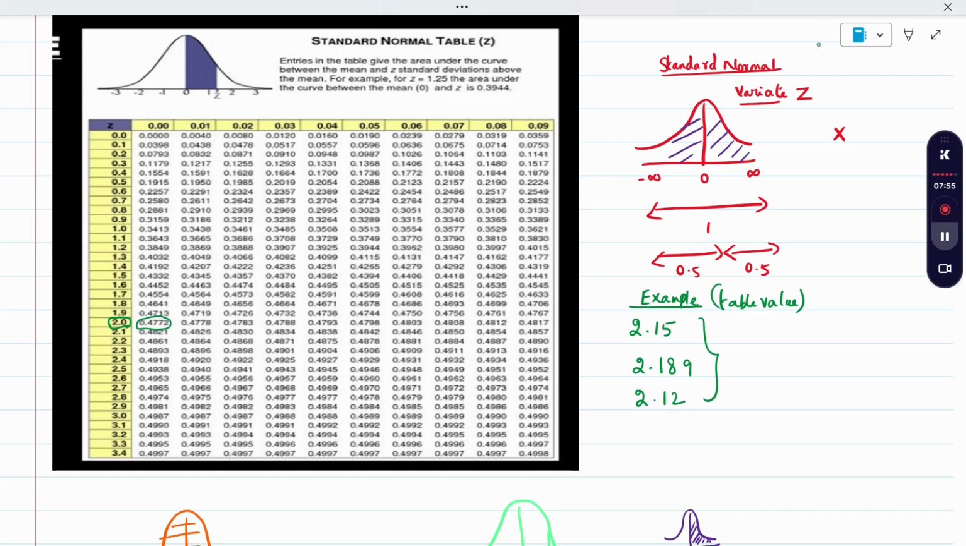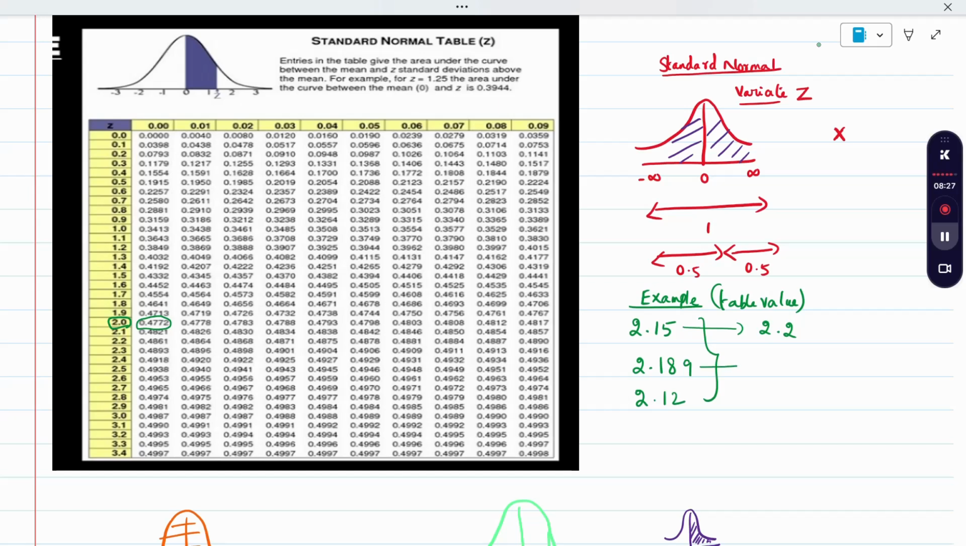For a table value 2.15, 2.15 means 15. You check this 15, it's not given. After the decimal, you have to follow along the top. 15 is not given, only till 9 is given. So what we have to do in this case is round off. 2.2, you have to see the table value 2.2 at 0, which is 0.4861. So like this you have to see.